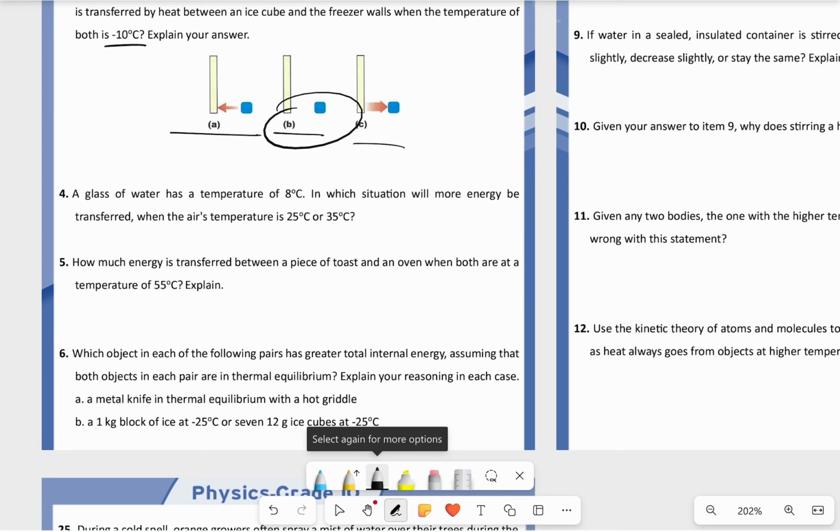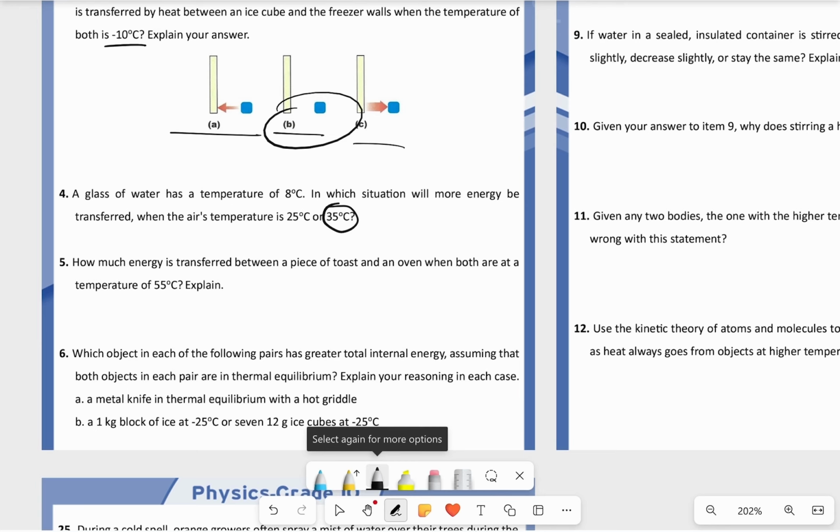A glass of water has a temperature of 8 Celsius. In which situation will more energy be transferred, when the air's temperature is 25 or 35? Remember, energy transferred as heat depends on the temperature difference between the two objects. The greater the temperature difference, the more energy will be transferred. So when the air's temperature is 35, there will be more energy transferred.